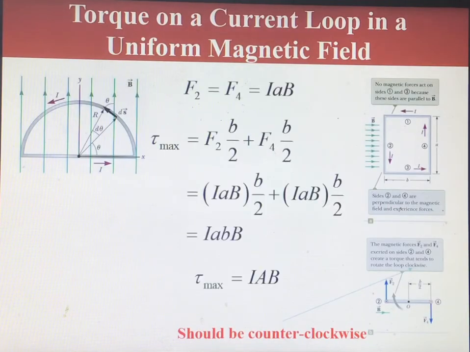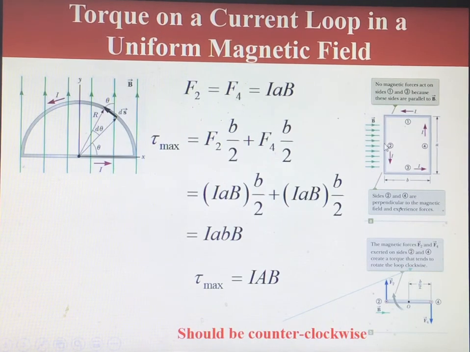Now we're going to apply this concept to look at the torque on a current carrying loop that is in the form of a rectangle. Notice in this example that you have a rectangular loop. The length is a, the width is b, and this carries a current that flows in the counterclockwise direction. This loop is placed in a uniform magnetic field that is pointing in the i direction.